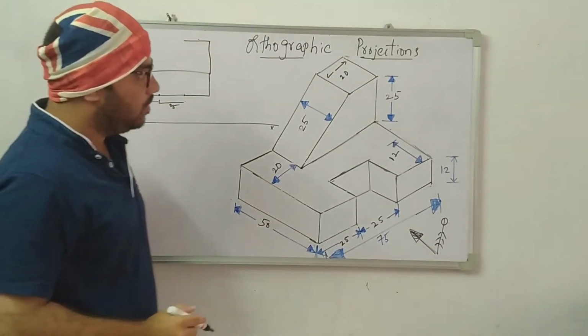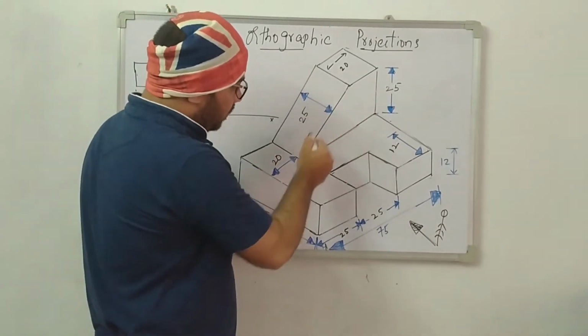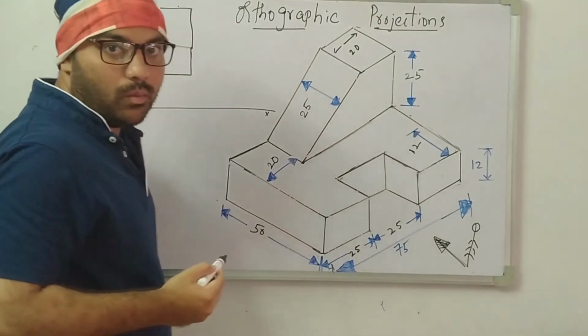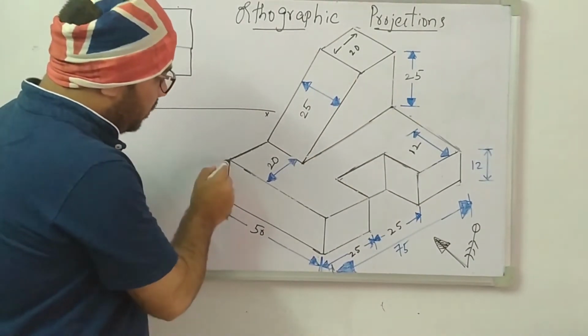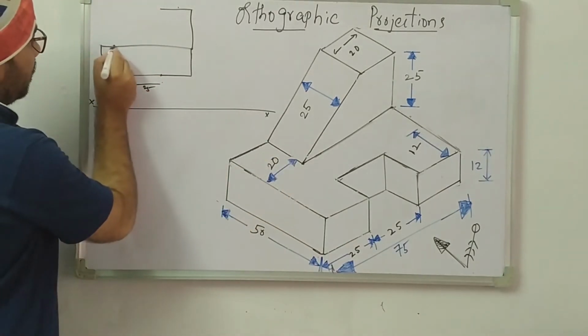Now see here, I drew this line. How much? 20. But I don't know this length. I don't know this length. This length may be some x distance. But in order to measure this, from here onwards, the 20 is mentioned. So simply pick from here to here 20.